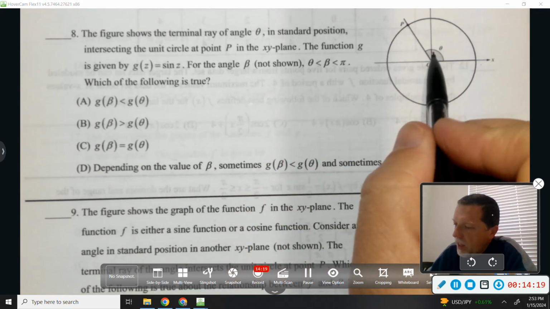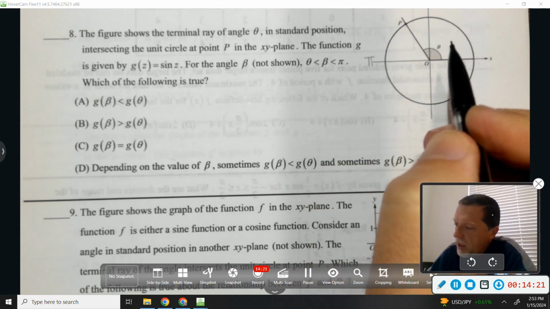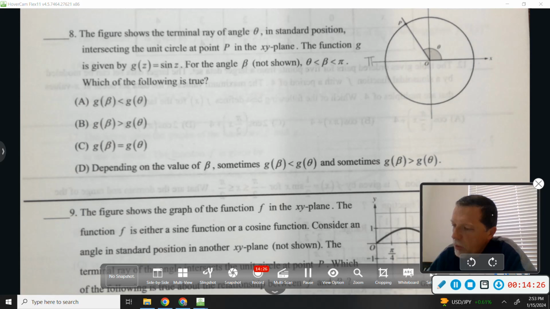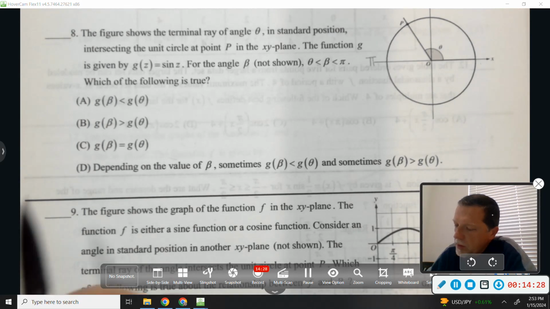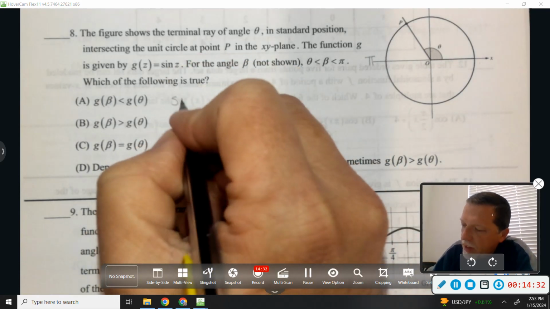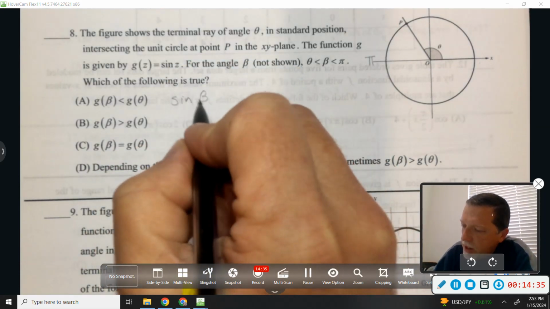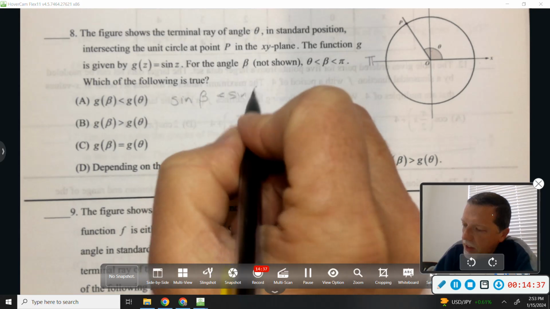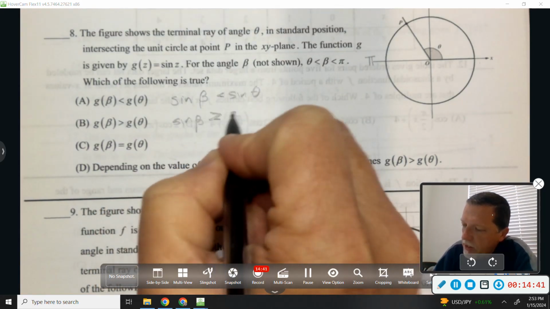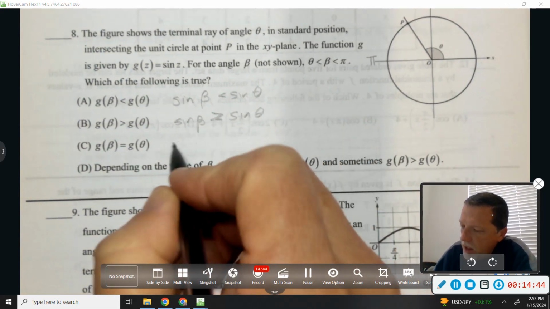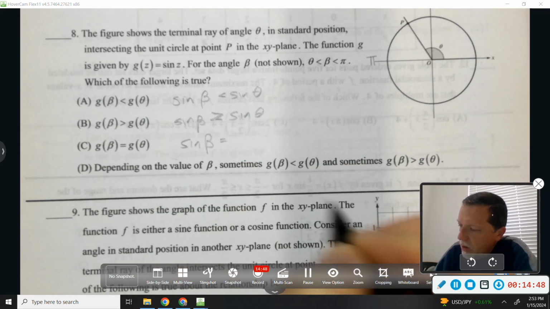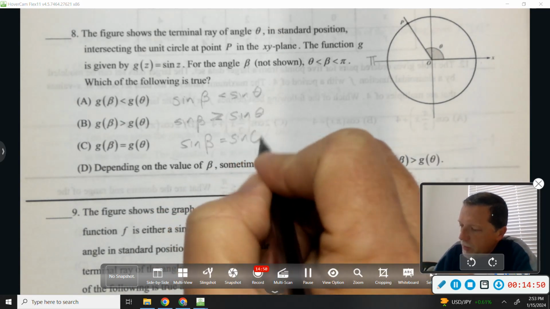Okay, so this is theta, this is pi. So beta's got to be in between here somewhere. Which of the following is true? G of beta. Well, G is sine, so I'm going to rewrite this. I think this will make it a little easier. Sine of beta is less than sine of theta. Sine of beta is greater than sine of theta. Or they're equal to each other. Or we don't know, we don't have enough information.